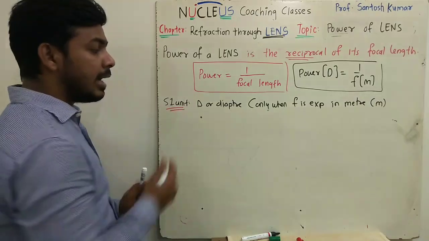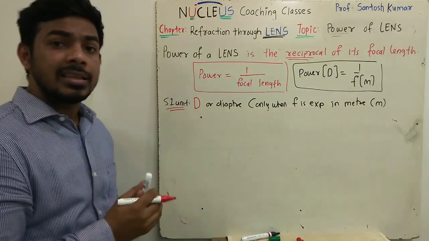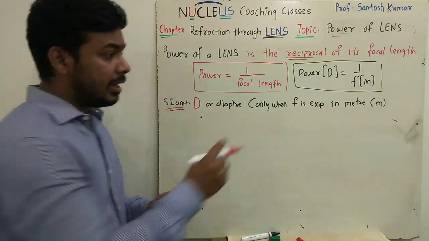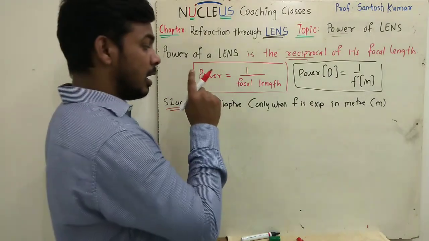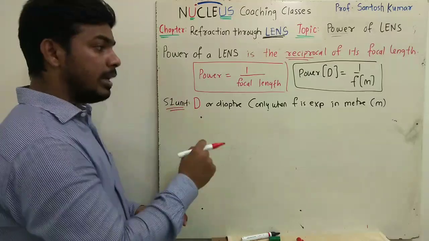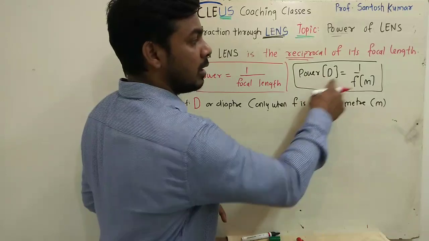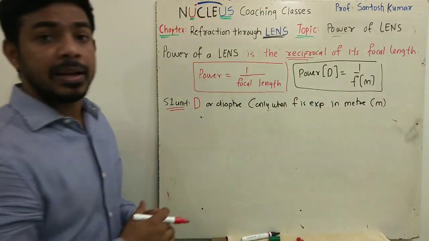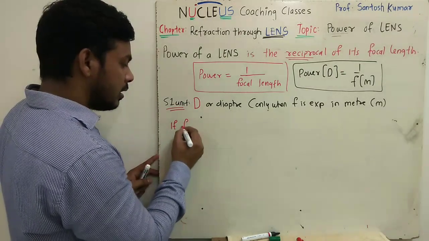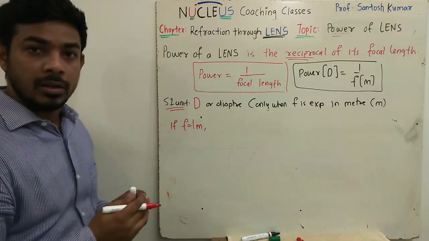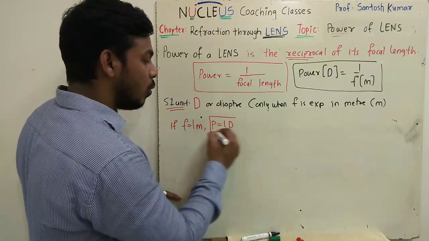And if I talk about the SI unit of power, the SI unit of power is diopter, or can be written as capital D, but only when the focal length is expressed in meter. So remember, this unit of power is diopter only when focal length is expressed in meter. So I can write, power is expressed in diopter when focal length is expressed in meter. Very important. And suppose I have a lens whose focal length is 1 meter. Then its power is said to be 1 diopter.